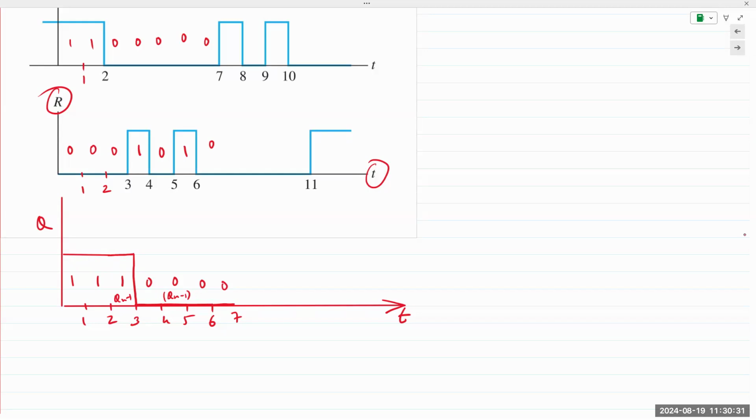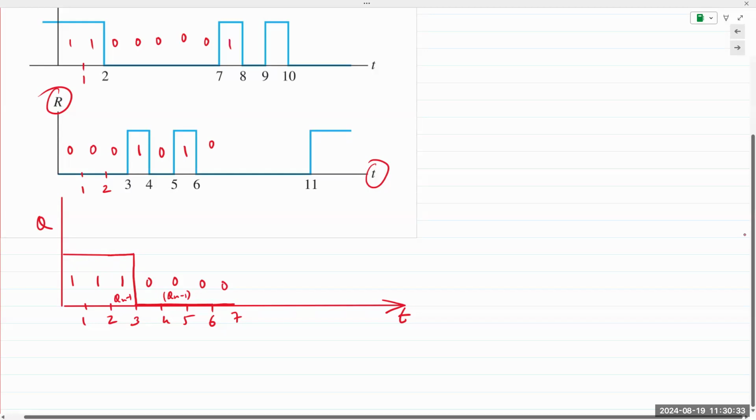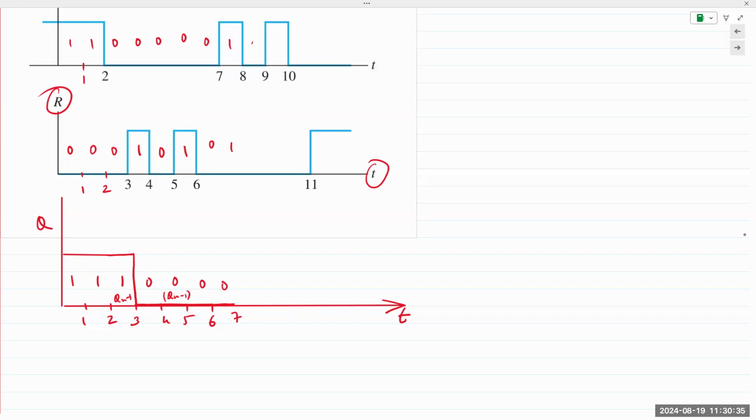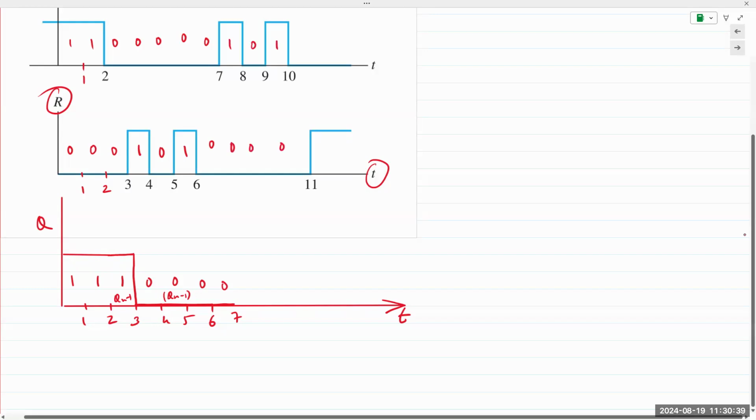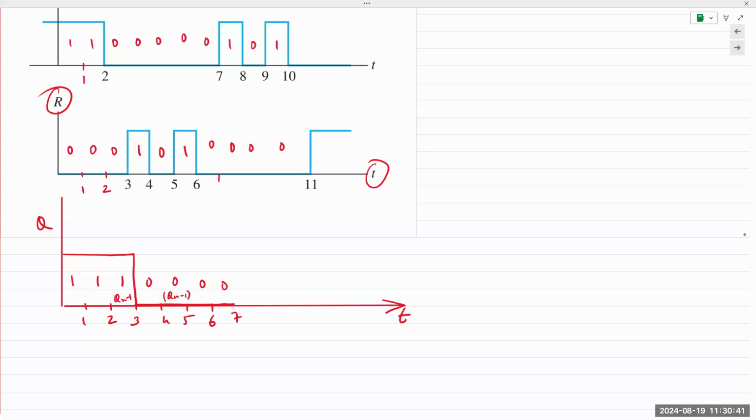See, from 7, this is 1, 1, 0, 0, 0, 0, 7, 8, 9, and 10.